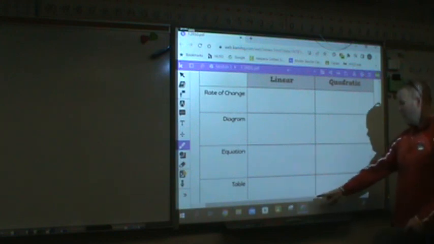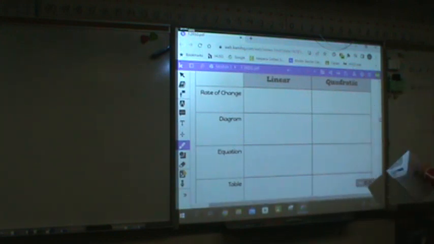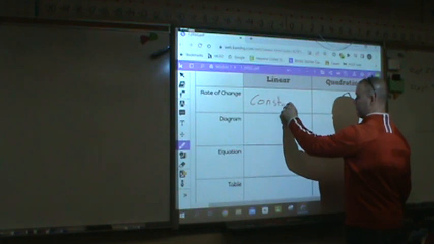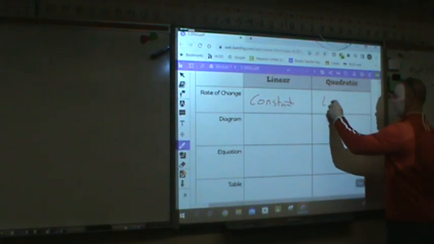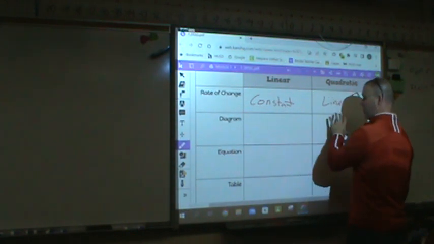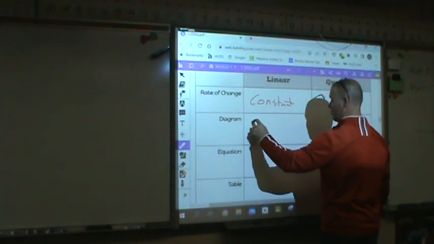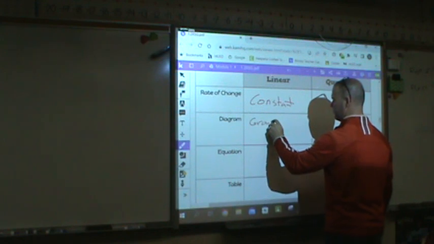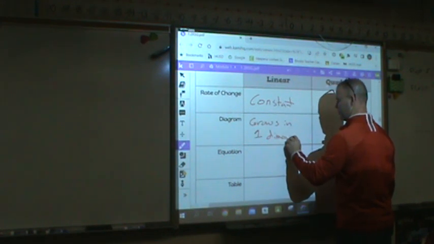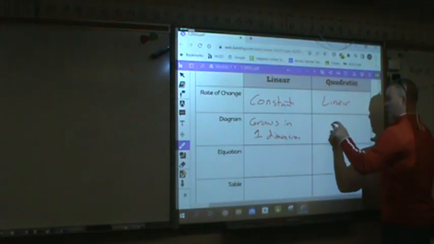Now, for this, I am going to jam through this again because this is going long, but you need to understand linear versus quadratic. The rate of change of a linear function is constant. In a quadratic function, it's linear. The diagram, how do the diagrams grow? The diagram grows in one dimension. In a quadratic function, two-dimensional growth.